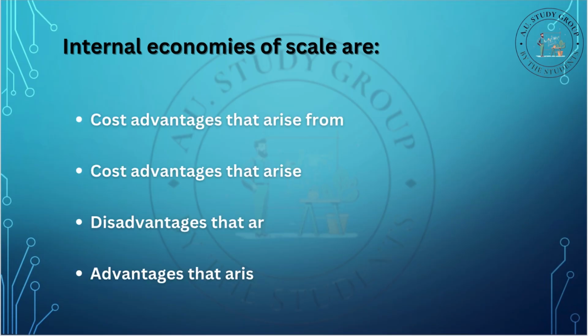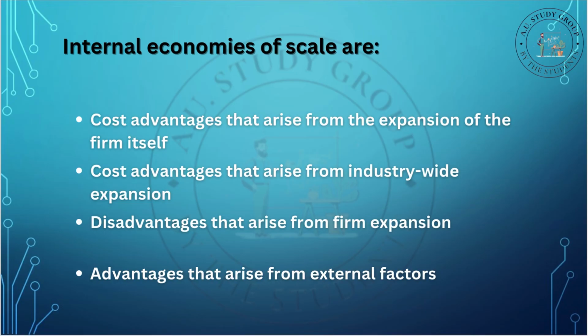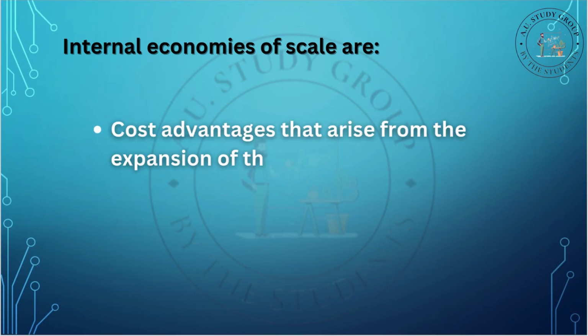Next one. Internal economies of scale are. What are internal economies of scale? They are cost advantages that arise from the expansion of the firm itself, cost advantages that arise from industry-wide expansion, disadvantages that arise from firm expansion, advantages that arise from external factors. What is the right answer? It is cost advantages that arise from the expansion of the firm itself.